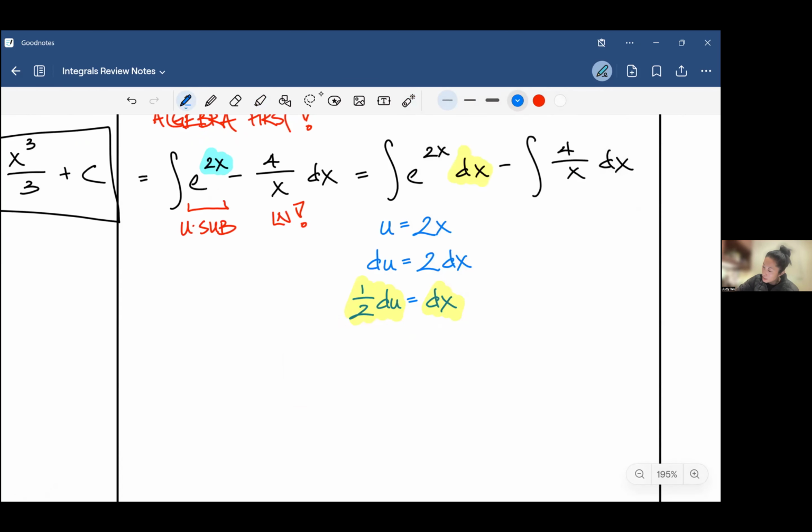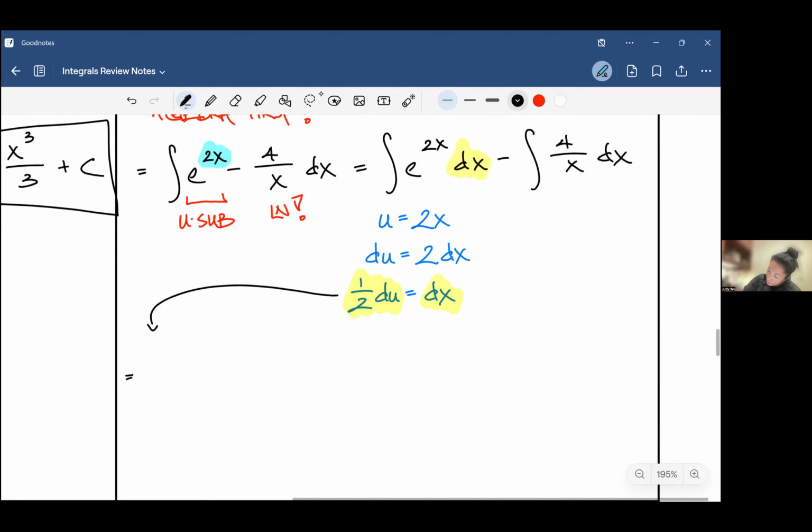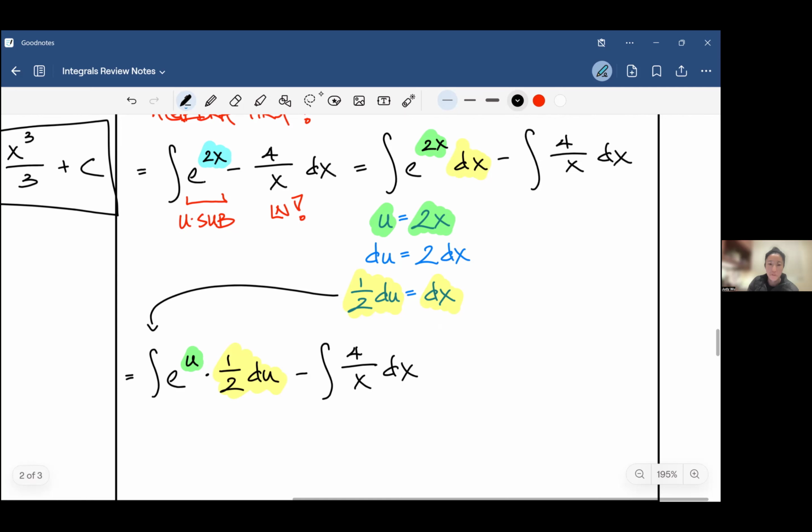So let's go back to the question at hand. If I want to do this u sub now, I'm going to get the integral of e to the u times 1/2 du. All right, so there's my substitution. Instead of the dx, I put 1/2 du, and instead of 2x, I put a u. And then the second integral, we don't need to use any u sub, so we could just keep it like that for now.